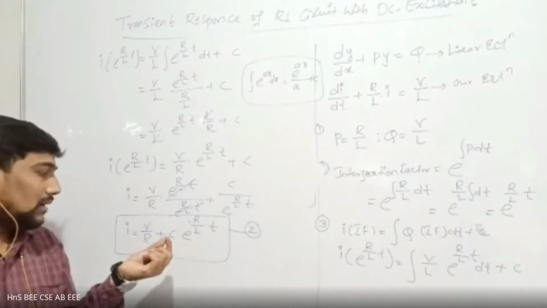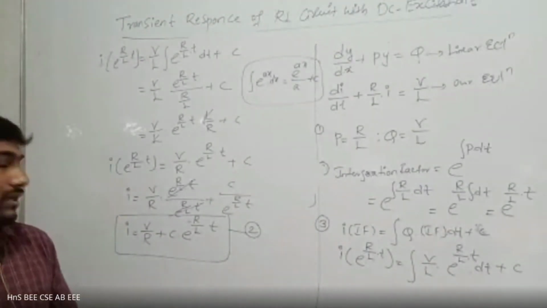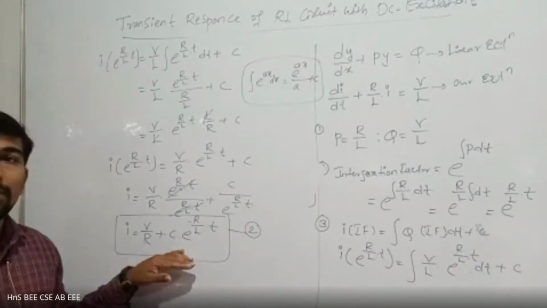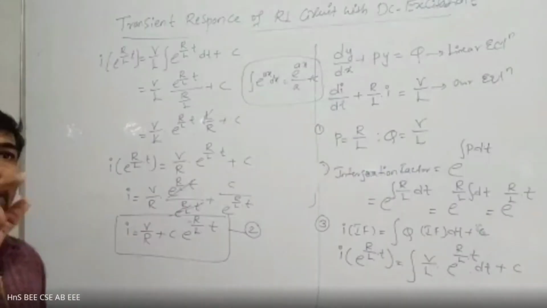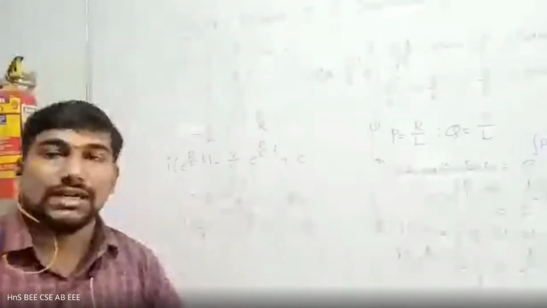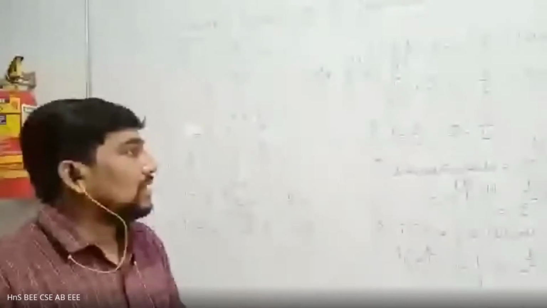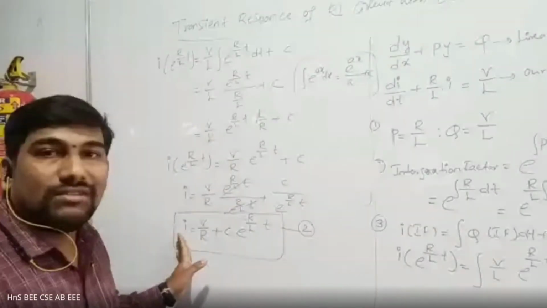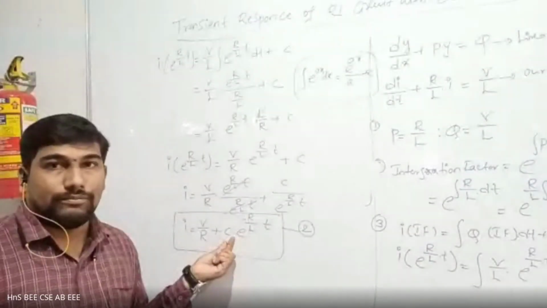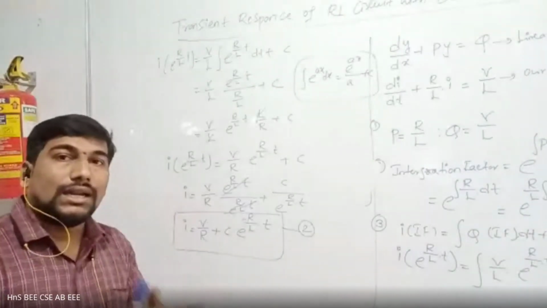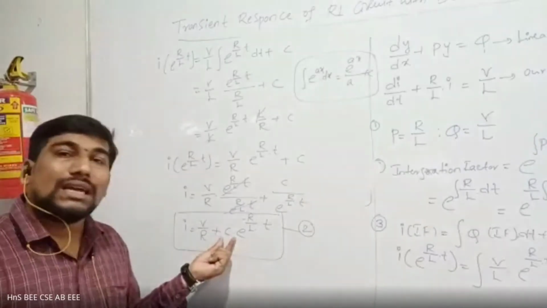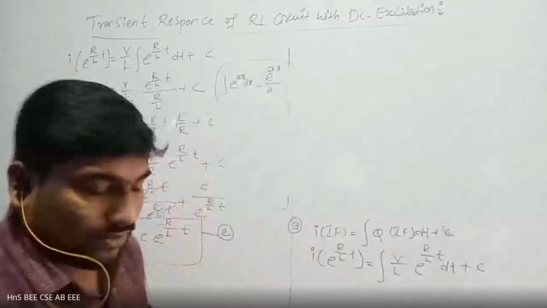For that, I am applying some initial condition on the circuit. What is the initial condition? Simply take t equals 0. I am applying t equals 0 and I equals 0. Then we can get the arbitrary constant value. Just apply the initial condition on this equation to determine the arbitrary constant value.